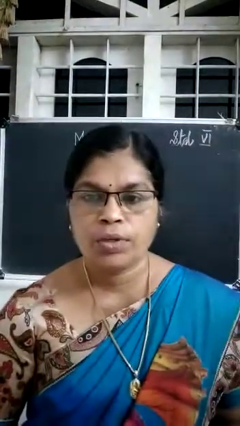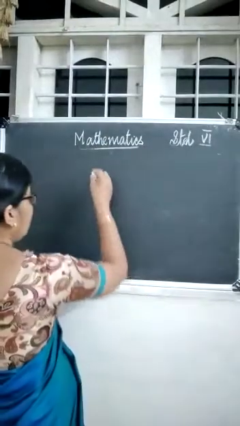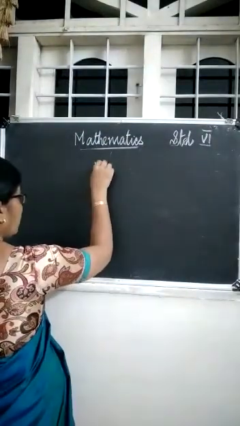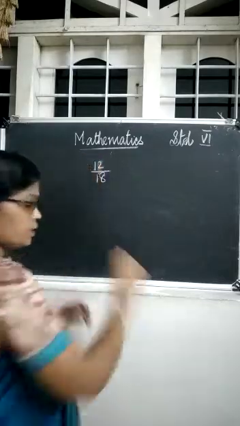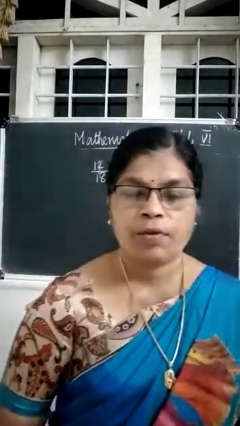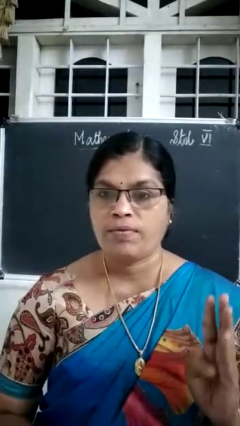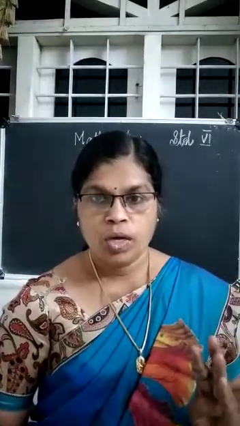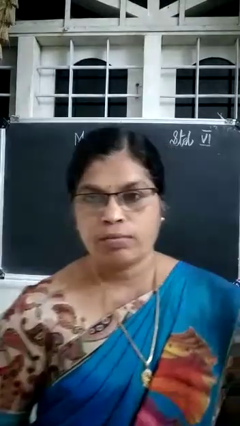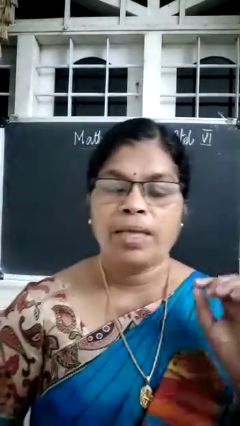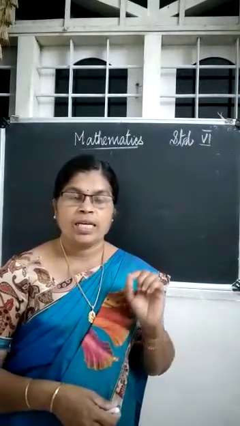So we studied how to get the equivalent fractions. Now consider this fraction, 12 by 18. Here we know that 12 is a multiple of 2 and 18 is also a multiple of 2. So we can divide this fraction 12 by 18 by the same number 2, so that we get an equivalent fraction.